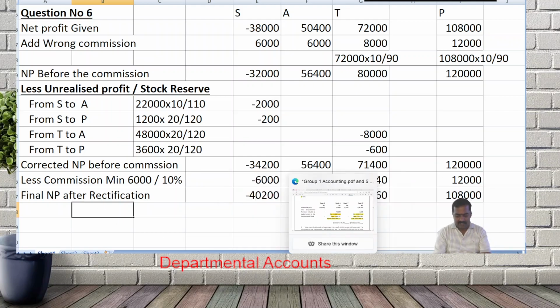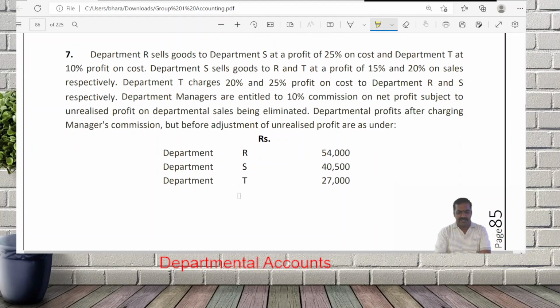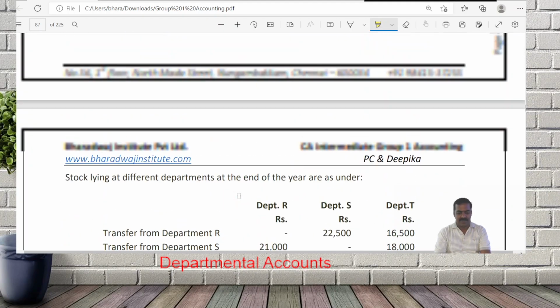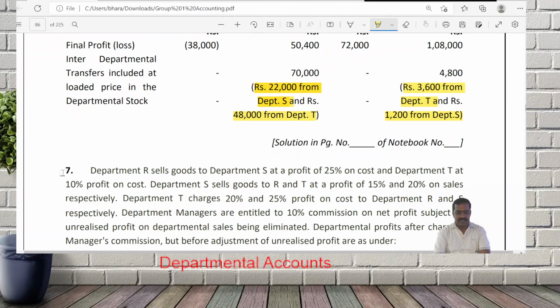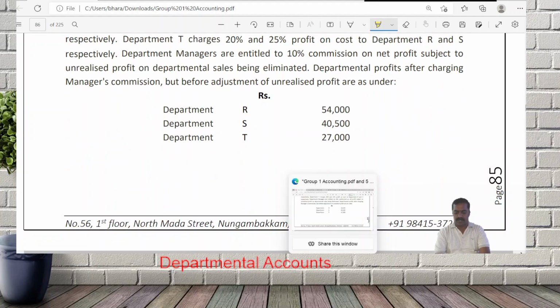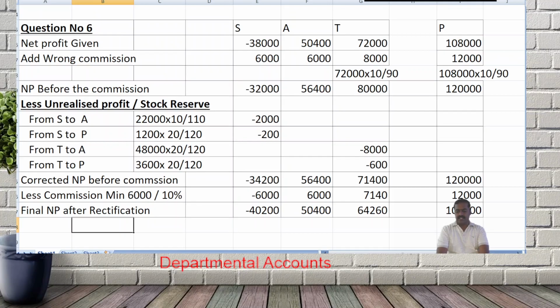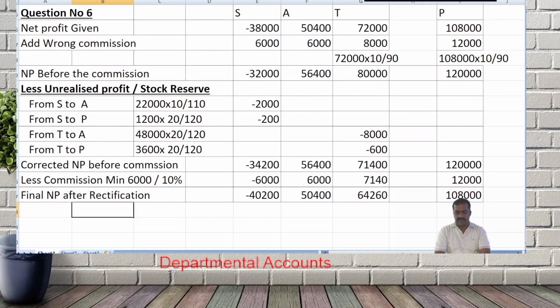Don't worry, I am not going to torture you with the next lesson, but you do the homework. Which question? Question number 7. Try to work out question number 7 at home. Next session we will start discussing question number 7.